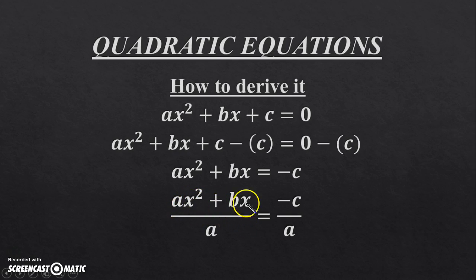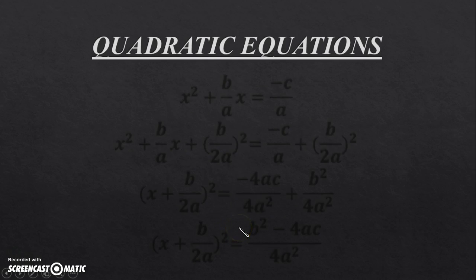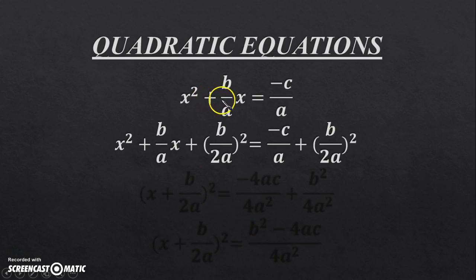Now (ax squared plus bx) over a is the same as ax squared over a plus bx over a. So we have x squared plus b over a times x equals negative c over a. Now we are also going to add a new thing, which is (b over 2a) squared, to both sides. Over here we're going to have b squared, and we're just going to square everything inside it. b squared, 2 squared is 4, a squared.